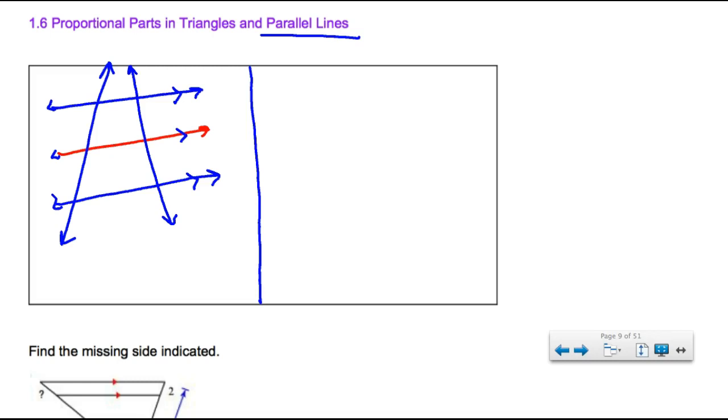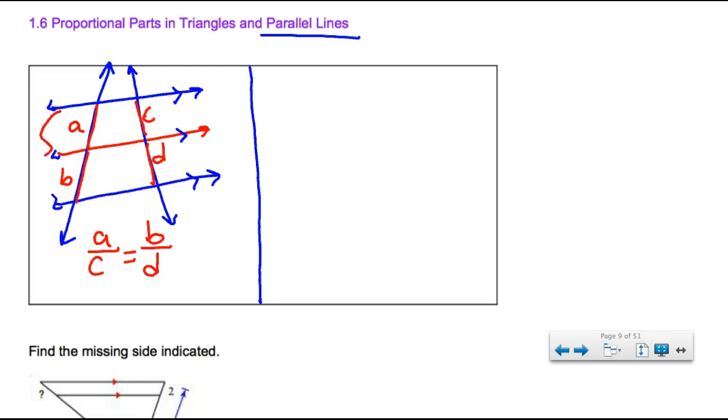And you'll notice that we've got lots of parts in here, like this length, this length, this length, this length, and they are proportional. So if I were to label them, I'm just going to label this one A, B, C, and D. And those are representing the lengths of those parts between the parallel lines. And they are proportional. So A is to C in exactly the same way that B is to D.